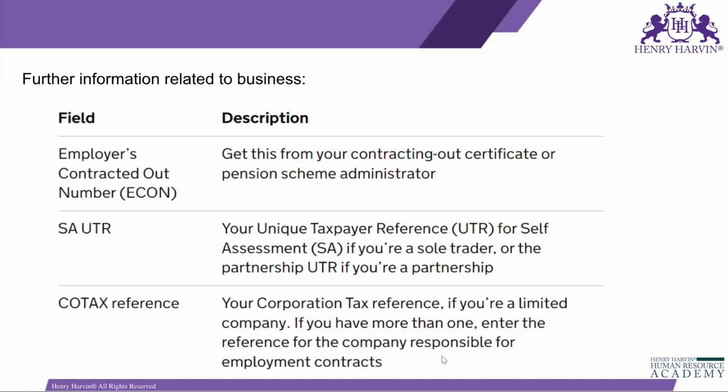If you are a sole trader, okay, or the partnership UTR, if you are a partnership. Okay, this is for a business. Co-tax reference, that is corporate. In a normal employer, if this doesn't apply, you can keep it blank. You don't need to report that number, okay?